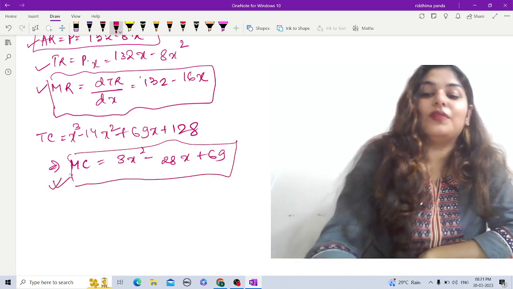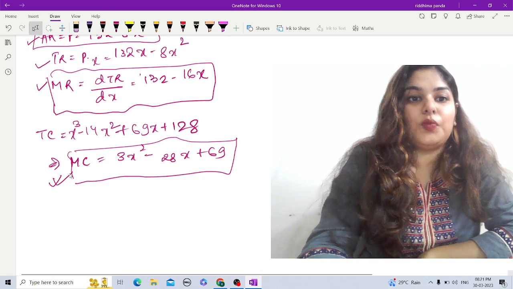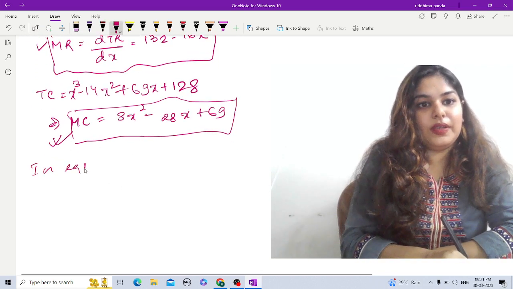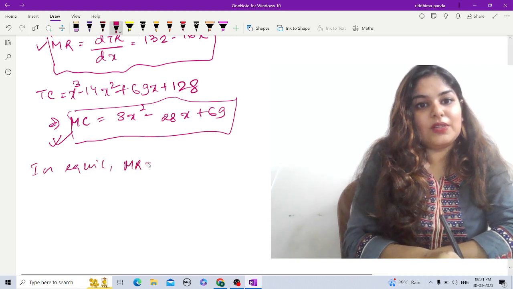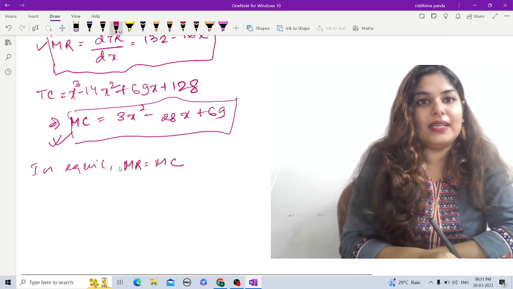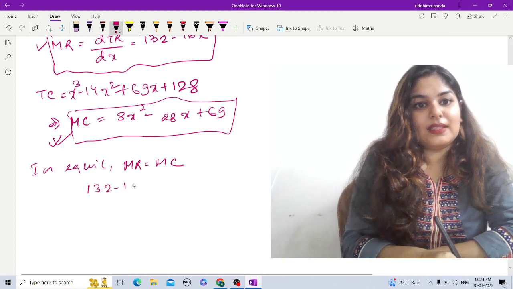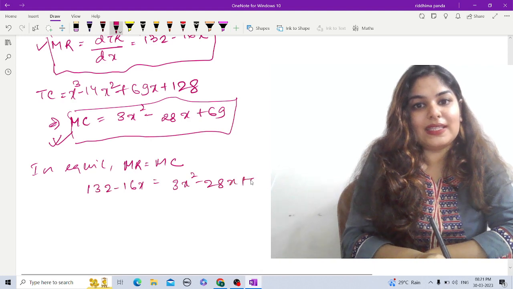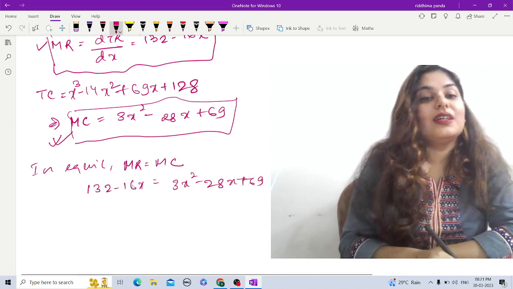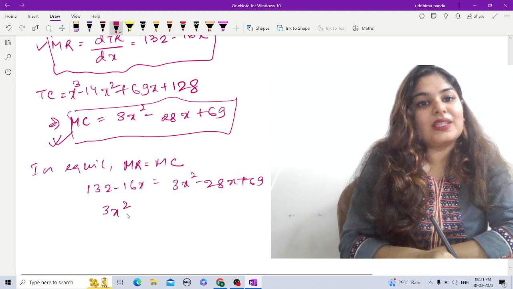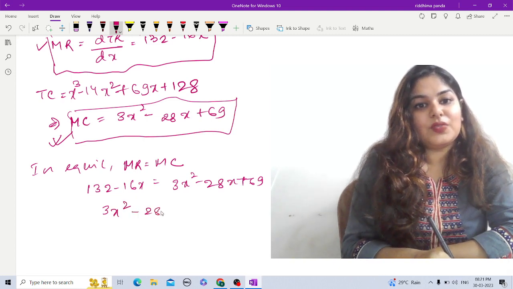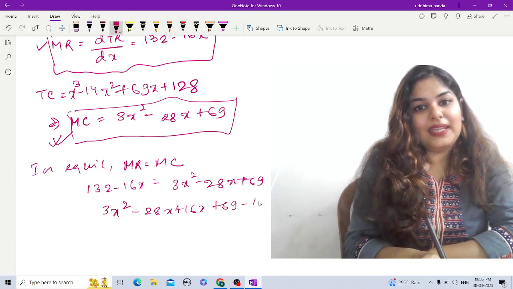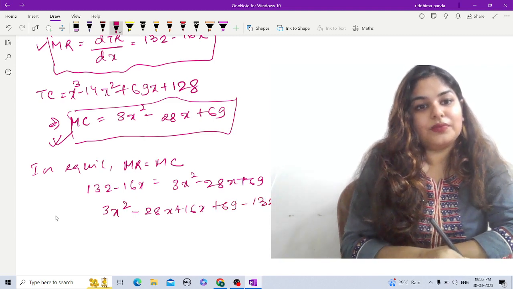Okay. Now, we have to find out the equilibrium output here. So in equilibrium, MR is equal to MC for a monopolist. So that is 132 minus 16x is equal to 3x square minus 28x plus 69. Let's solve. So here we get 3x square minus 28x plus 16x plus 69 minus 132 is equal to 0.